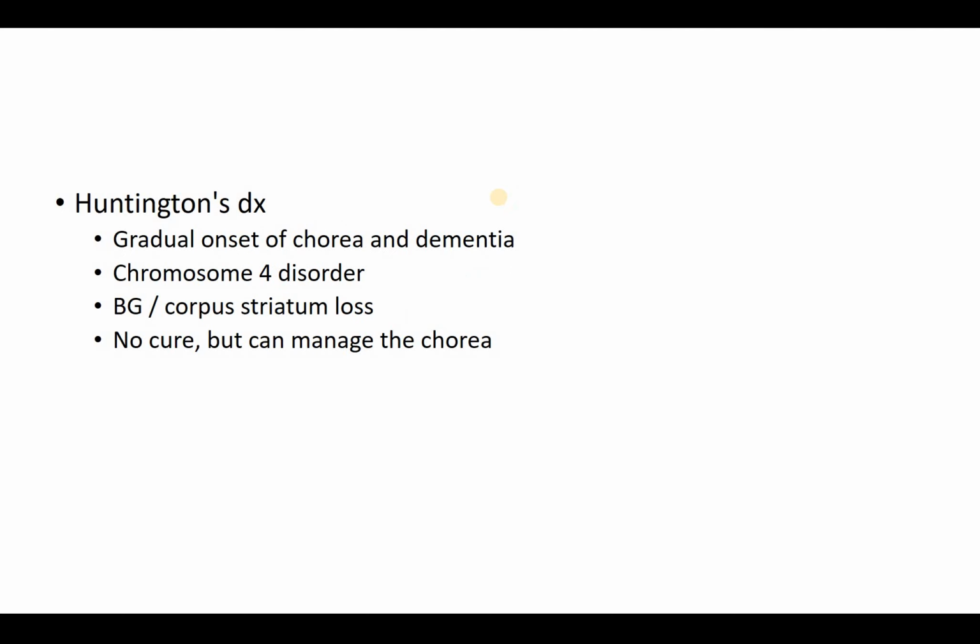Okay, Huntington's disease is another issue that can surface with basal ganglia damage. It's a gradual onset of chorea and dementia. This one is genetically linked. It's a chromosome 4 disorder. Also basal ganglia and corpus striatum loss. No cure for it, but you can manage them with some therapies. Usually occupational therapy can help them quite a bit.